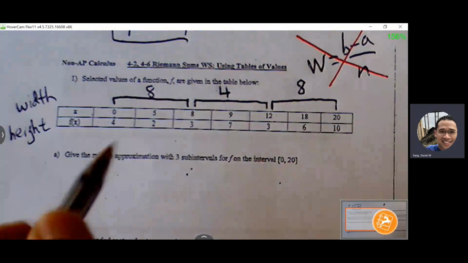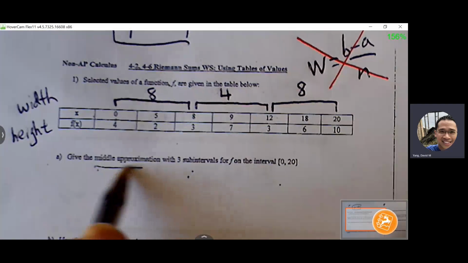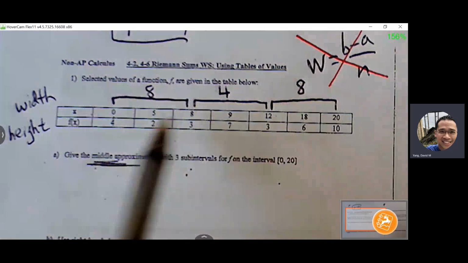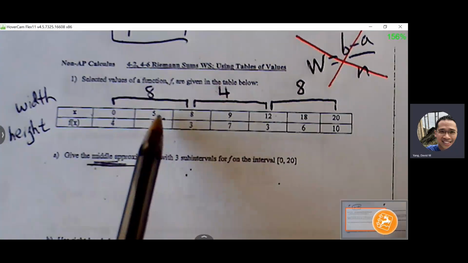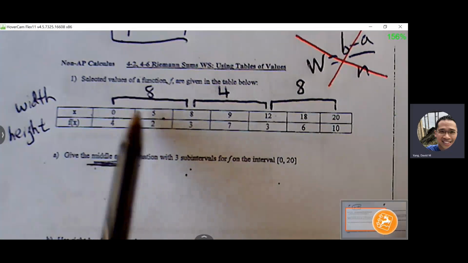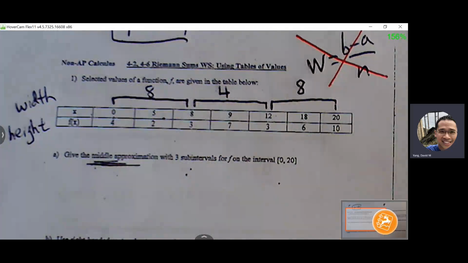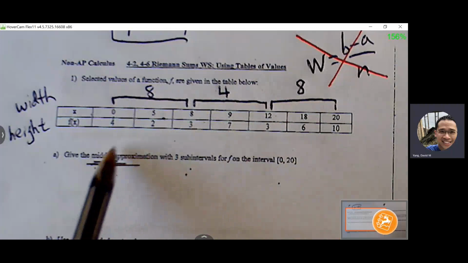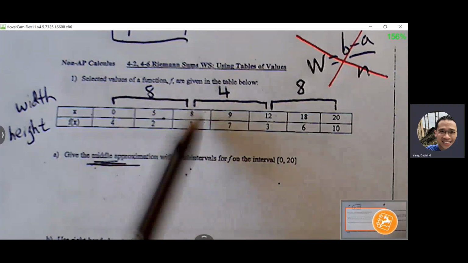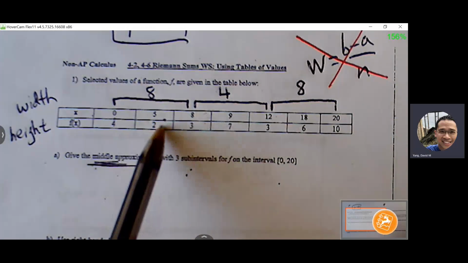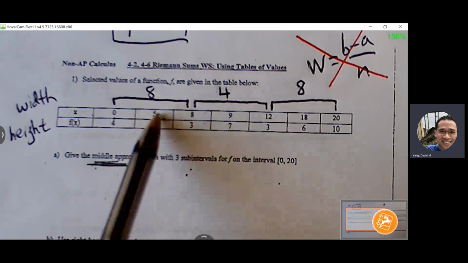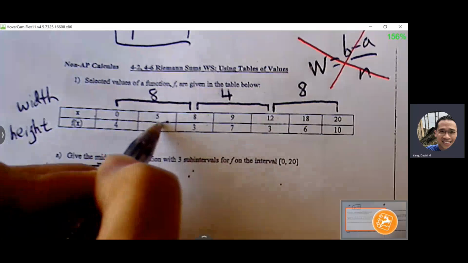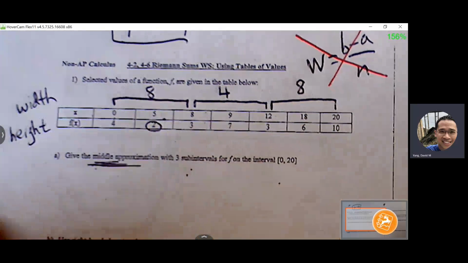Okay. Now it says give a middle approximation. Now, middle is in quotes, okay, because 5 is not directly between 0 and 8, but it is middle in relation to 0 and 8, right? So we're not going to find the midpoint. We're not going to find any average. We're just literally going to pick off whatever the y value is associated with quote-unquote middle. So the height you're going to choose is going to be 2.